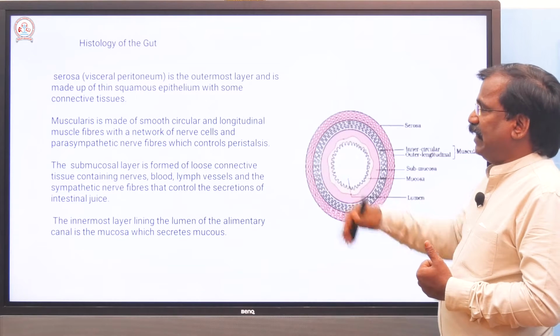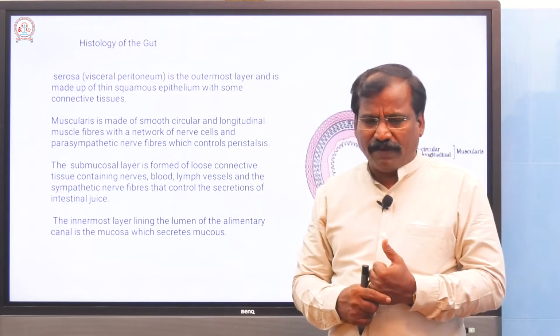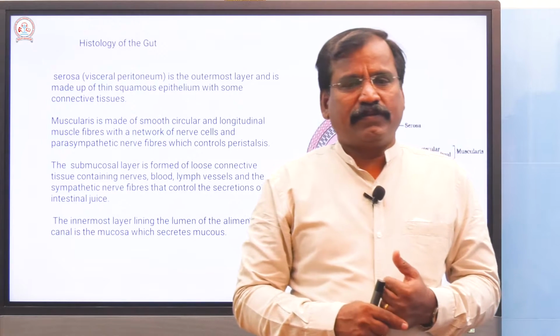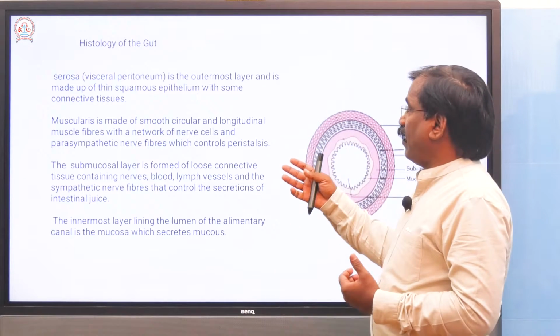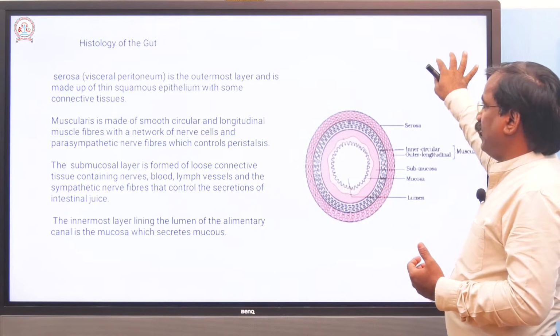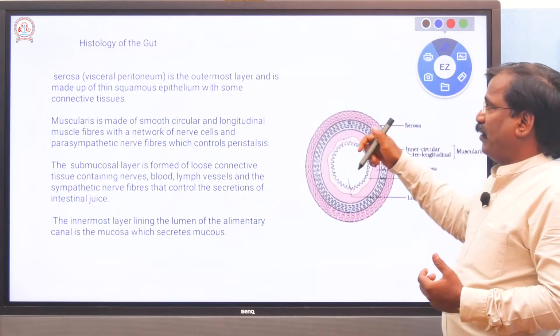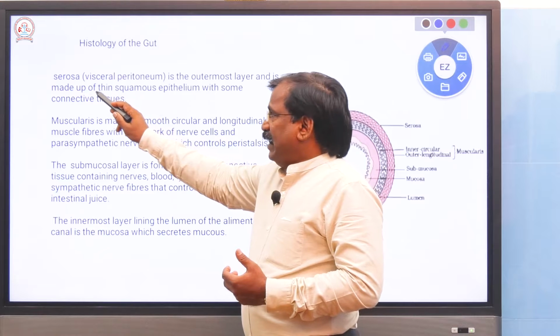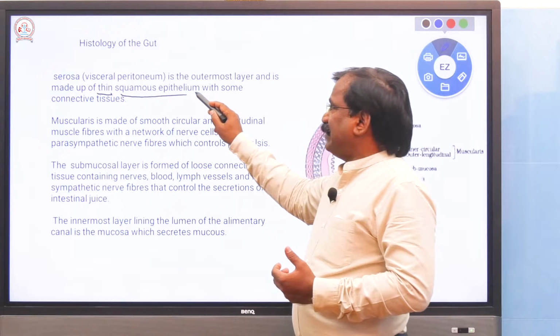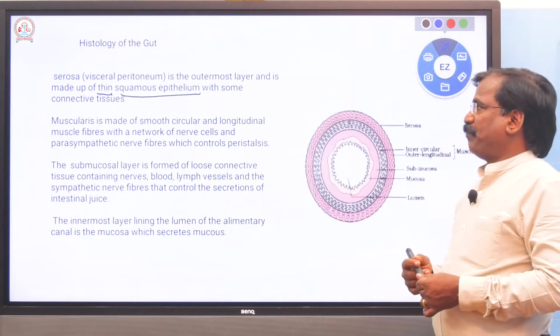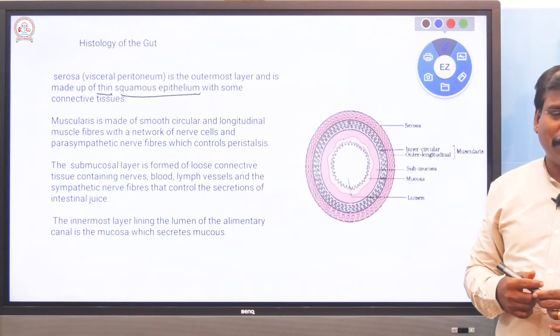And the nature of each and every layer. The serosa is the outermost layer, and it is thin and made up of squamous epithelium with some connective tissues.